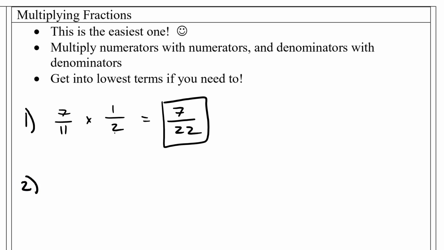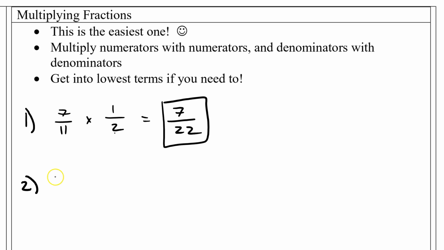A prime number is a number that doesn't have any factors except for 1 and itself. So you can't get like 2 times 3, which is 6. 2 times 4 is 8. 7 does not have any factors except for 1 and itself.